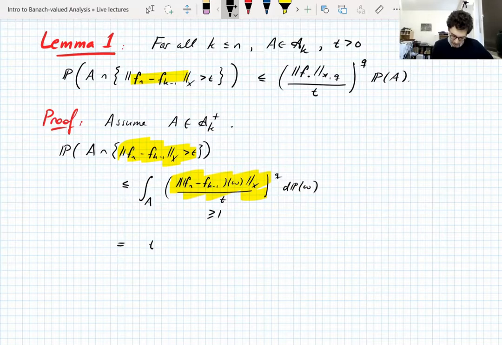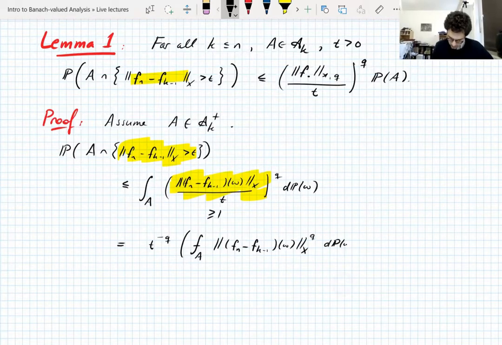So now I can take that T out of the integral because T doesn't depend on omega at all. T is just a constant. I write this integral over A as an average over A of this difference. And in this average over A, what I'm doing is dividing by the probability of A. So I need to compensate for that. I need to put that probability back to make this equality hold.